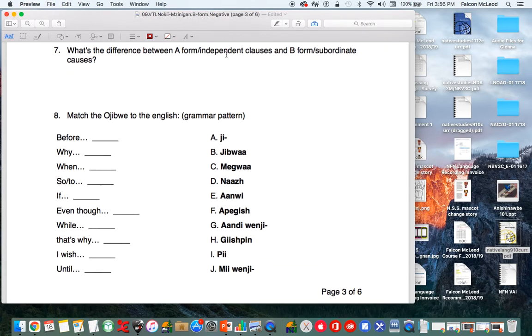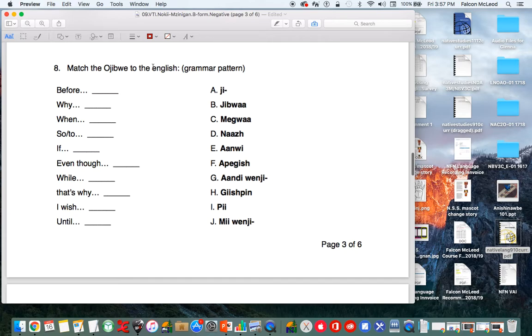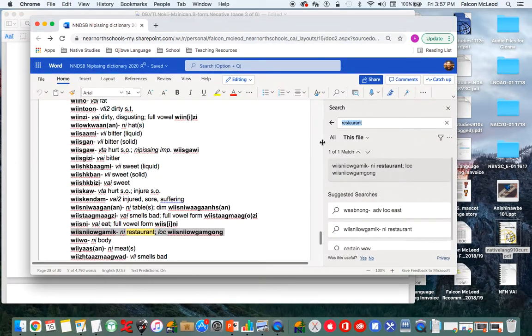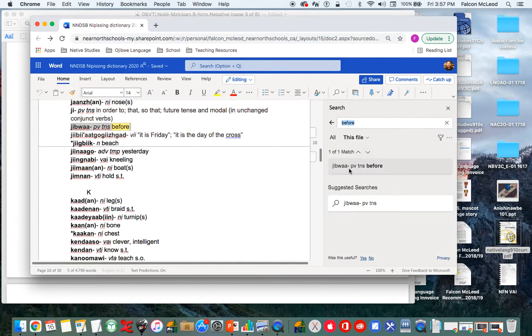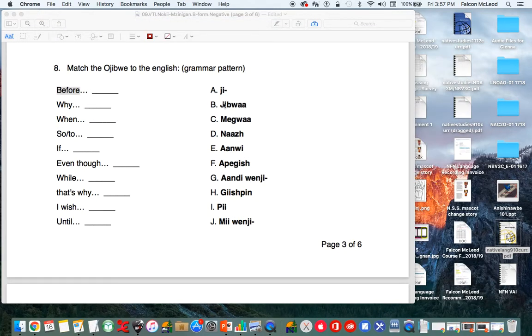What's the difference between A form independent clauses and B form subordinate clauses? So one is a complete thought, the other is reliant on further information. Match the Ojibwe to the English grammar patterns. So we got before here. Which one's before? You can always look it up. Before is a preverb. It means, or Ojibwe. So we're looking for Ojibwe. That's B.